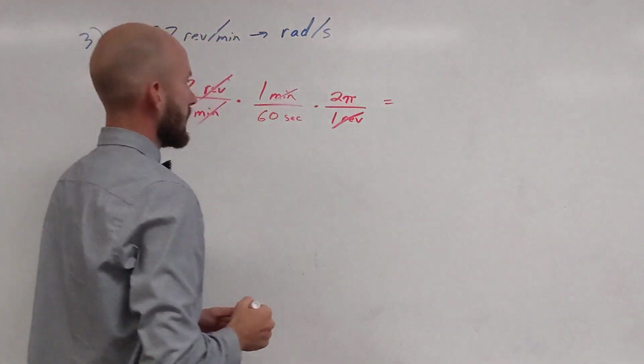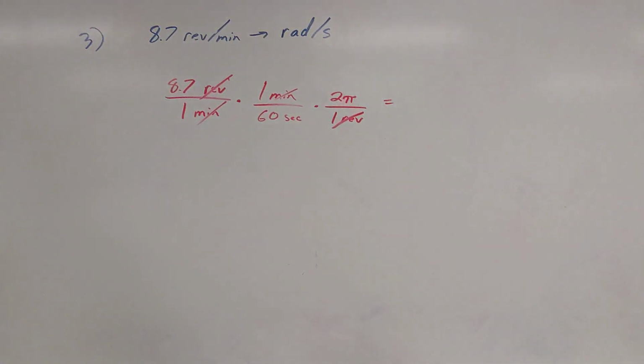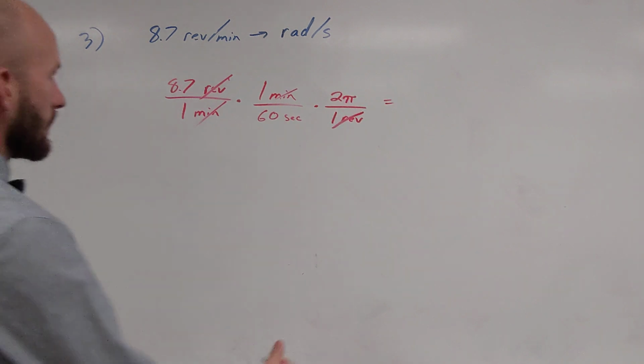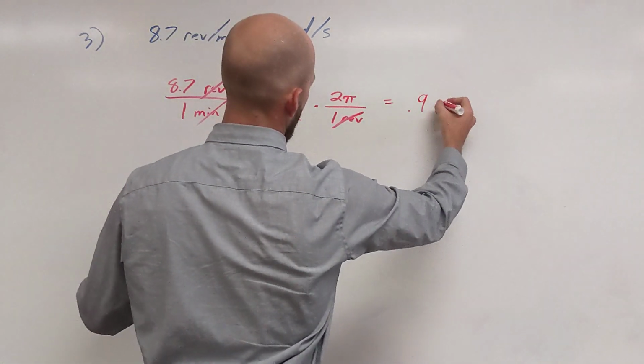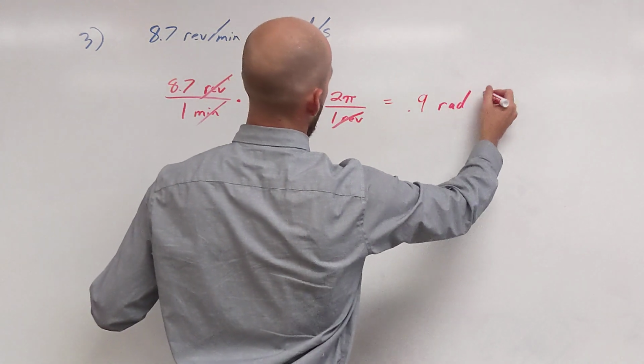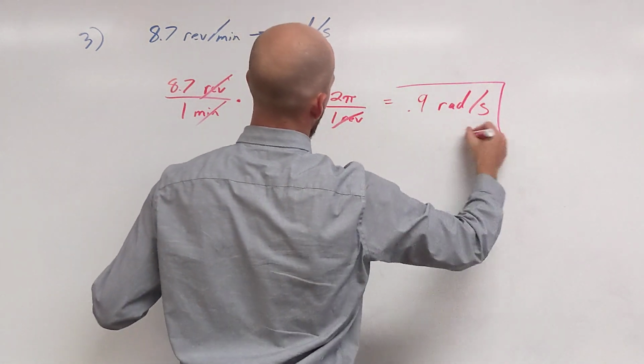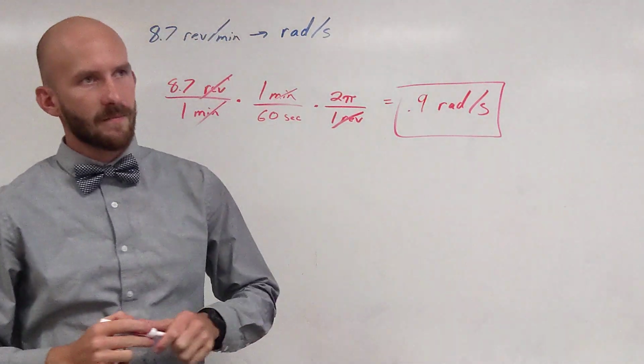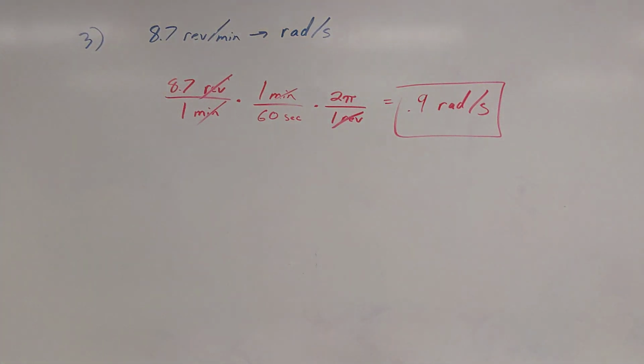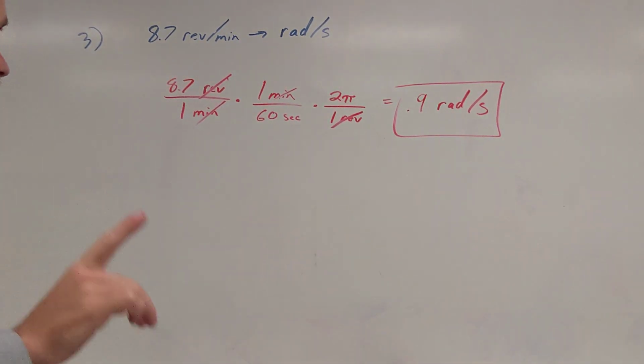Okay, but then we need to divide that. 0.911. You just keep putting that together. 0.911. No, we're not quite done yet.